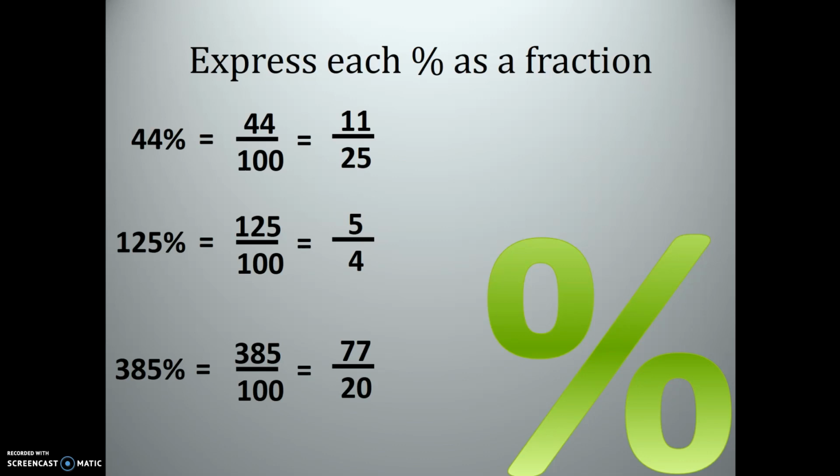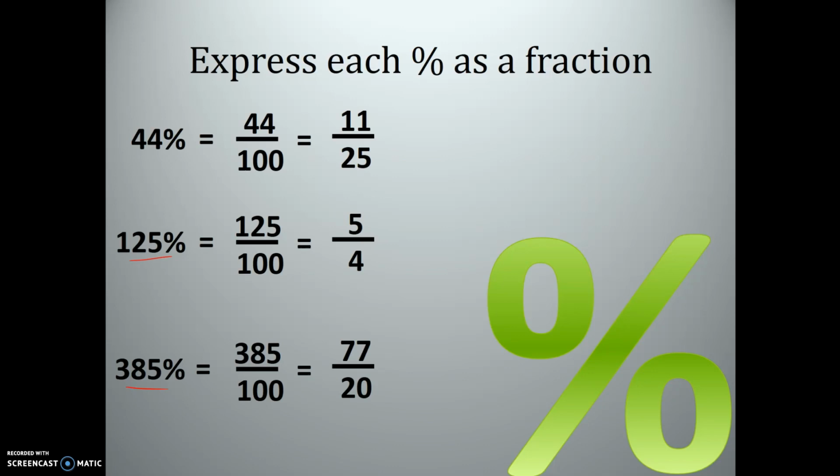Look at that. Okay, so in these last two, we've got percentages that are greater than 100%, right? So that's really like bigger than a whole, which is kind of weird. So those actually are going to give us improper fractions, right? Because an improper fraction is a fraction greater than 1. So we still do the same thing, though.